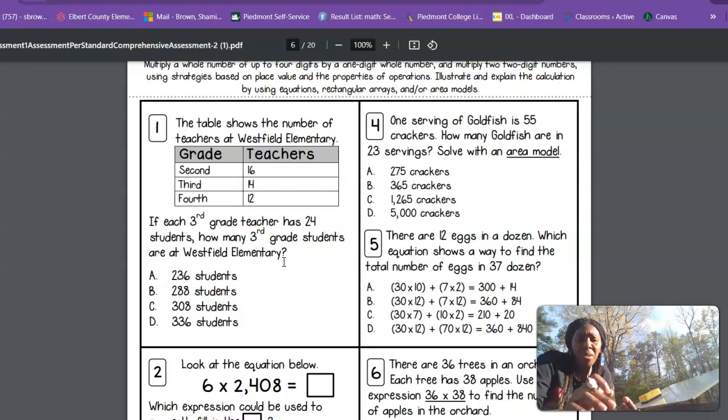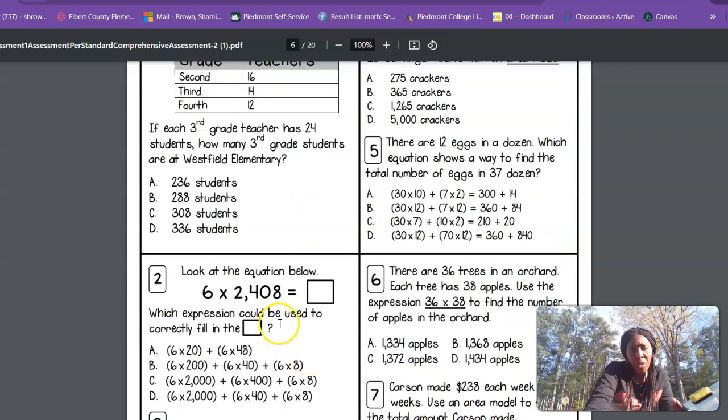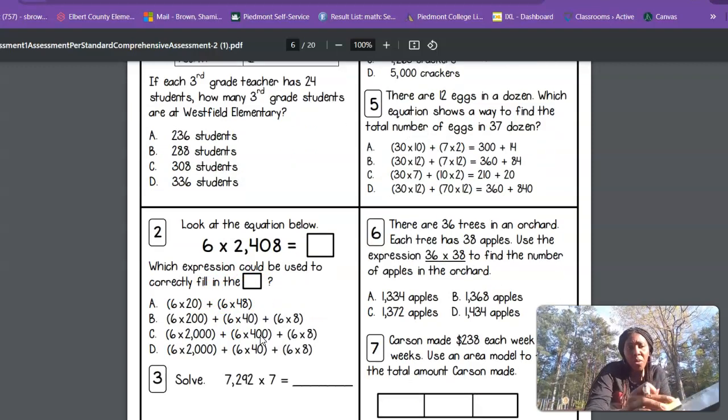Alright, the next problem says, look at the equation below. Which expression could be used to correctly fill in the blank? So they want to know how you can write that, breaking it apart. So think about what place the 2 is in, the 4, and the 8. So you would have to multiply each one of these by 6. So you would need to have 6 times 2,000, 6 times 400, 6 times 8, because you have a 0 in the 10's place. So you can find that answer yourself.